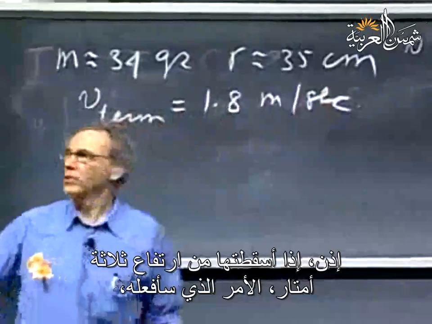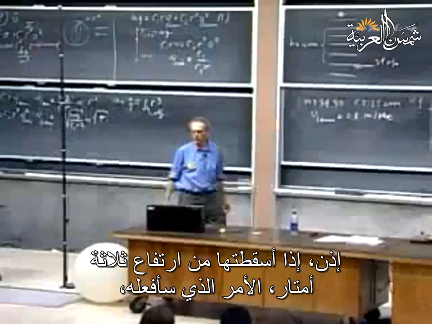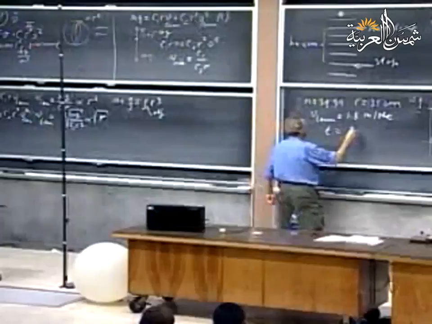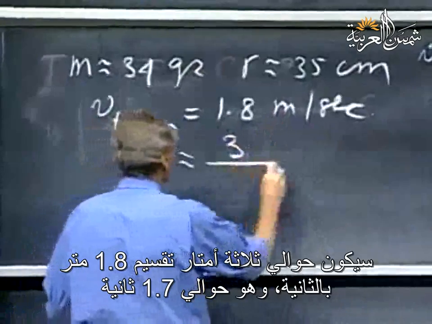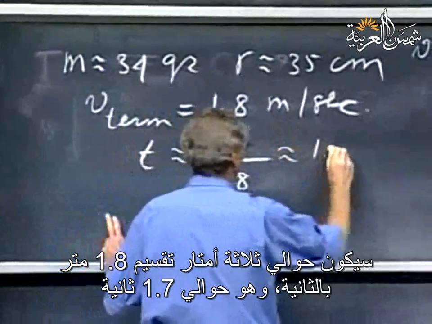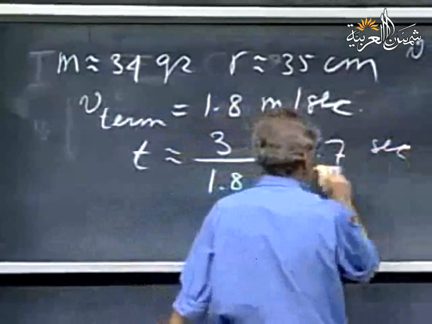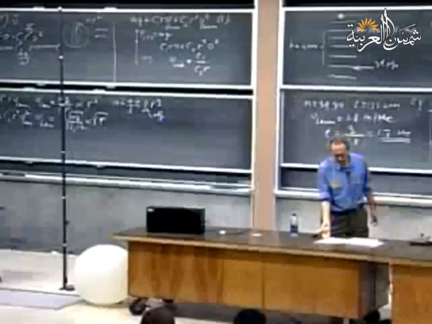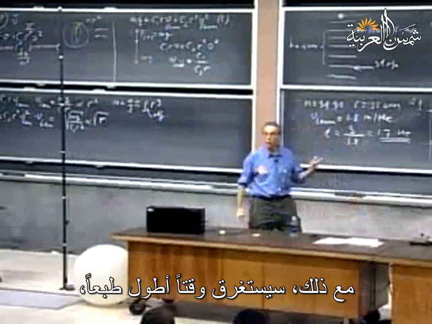So if I drop it from a height of 3 meters, which I'm going to do, then you would think that the time it takes to hit the floor would be about my 3 meters divided by 1.8 meters per second, which is about 1.7 seconds. That's not a bad approximation. However, it will of course take longer.